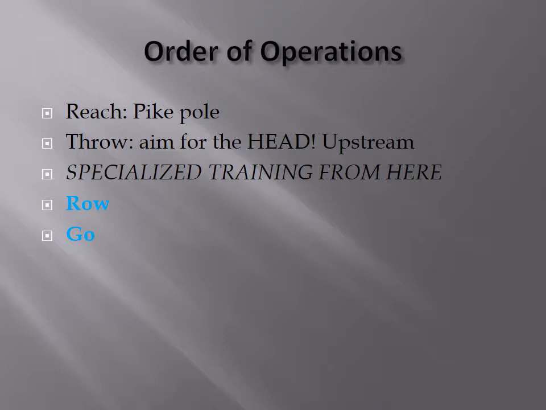So the term of row is, you swim out to them or you row a boat out to them and you go in and secure the patient that way. Next thing is go. Go is that last priority, meaning that you are able to get out of the boat and you have to mainly be swimming in the water under your own strength, and tied to ropes to be able to go in and rescue that patient.